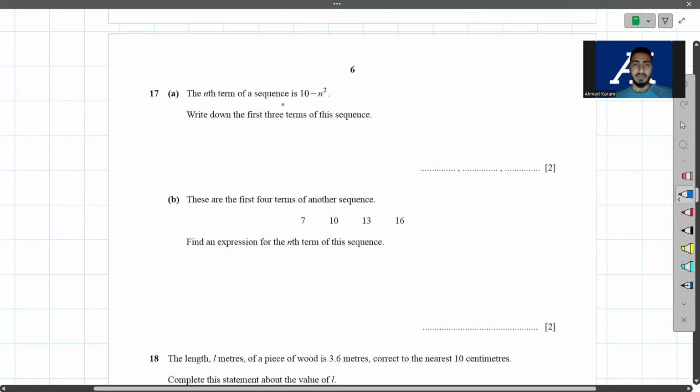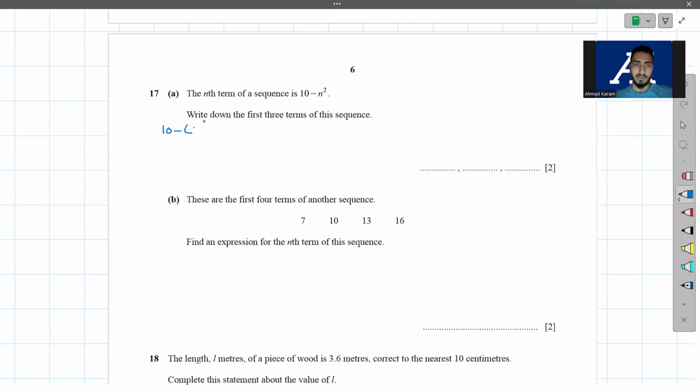The nth term of the sequence is this. We need to get the first three terms. So the first term is 10 minus 1 squared. Second term, 10 minus 2 squared.